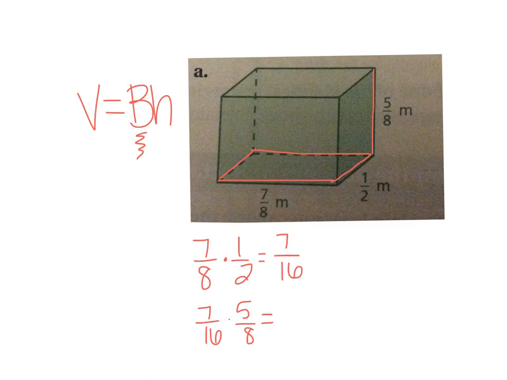Can't do any cross canceling. So I multiply straight across and get 35 over 128. I cannot simplify that. So my answer is 35 over 128 cubic meters.